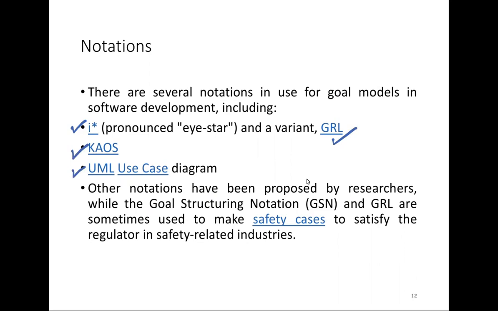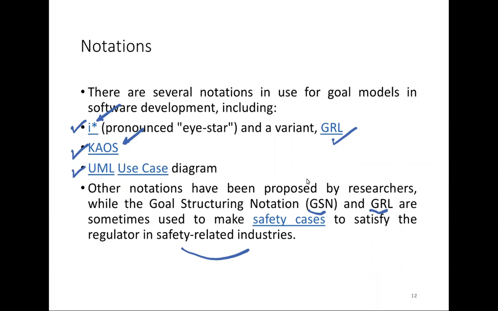As a matter of fact, in the literature there are other notations which have also been proposed by various researchers. The goal structuring notation, the GSN, and even the goal-oriented requirement language are used to make safety cases to satisfy regulatory requirements in safety-related industry. But there is a lot of work also on using I-star, KAOS, and even UML.